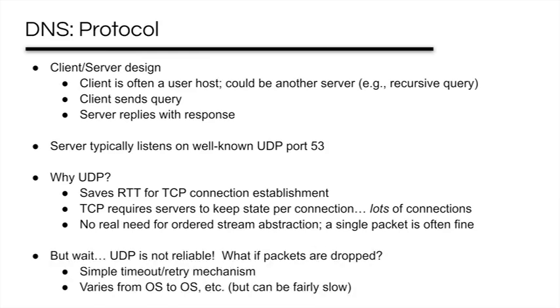And so you may be saying, but wait, UDP isn't reliable, so what if packets are dropped? Basically, DNS deals with that with a simple timeout and retry mechanism. It varies from OS to OS. It can be fairly slow. Some OSs are much more clever, like if you have multiple DNS servers set up, when it retries, it will send it to both of them, to try to maximize its chances of getting a reply quickly. Others are not nearly so clever. So again, it really just varies system to system.